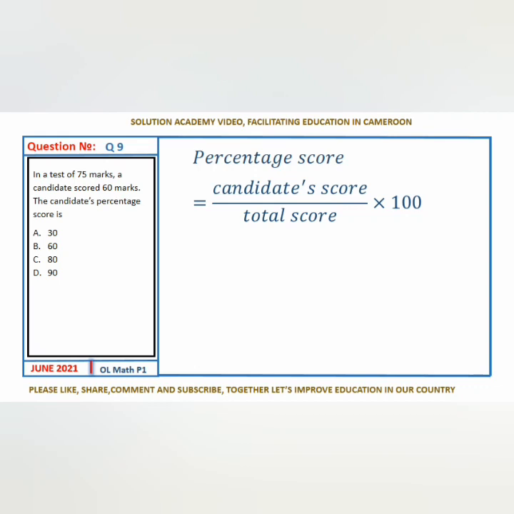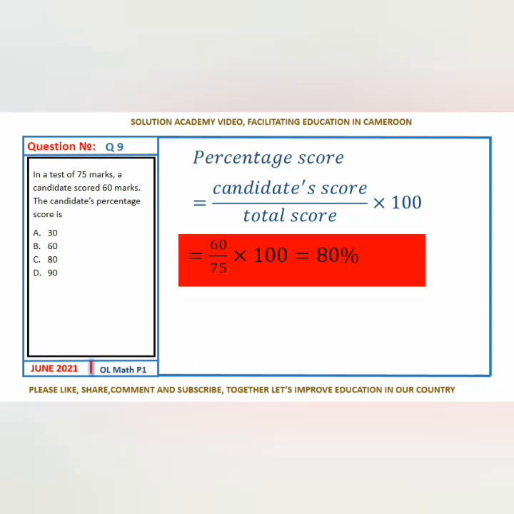The candidate score was 60, and the total score for that sequence was 75. So we have to multiply by 100 since we're talking about the percent. So in that case, we're going to have 60 divided by 75 times 100. That gives us 80%. So our answer is C.